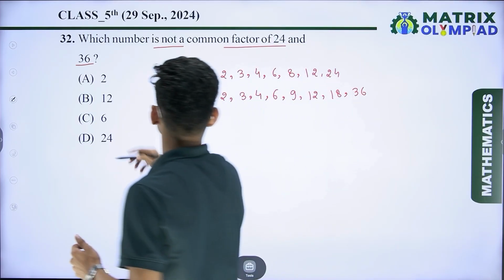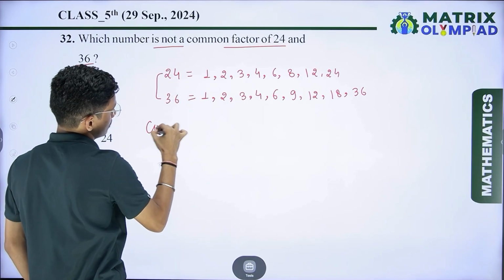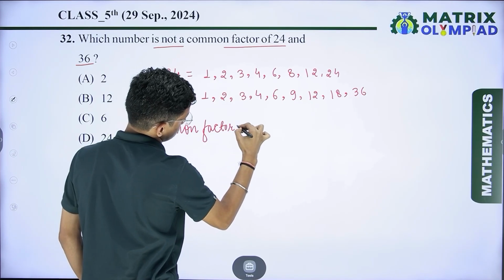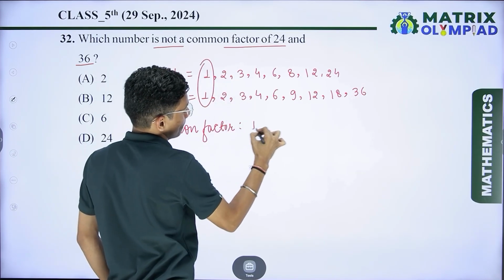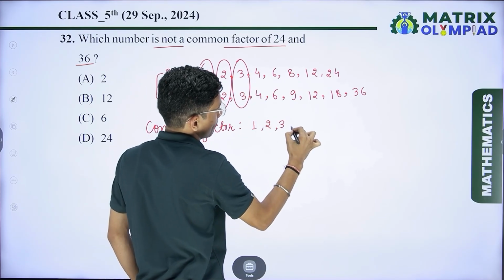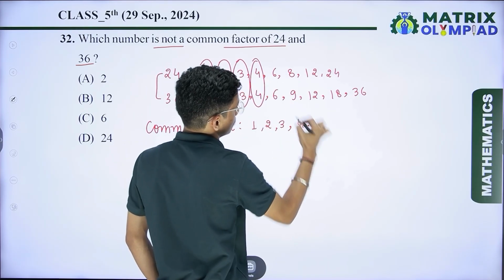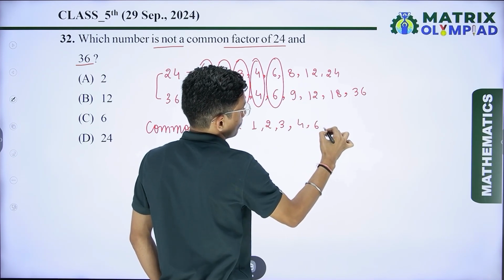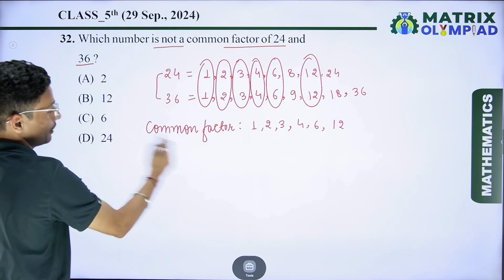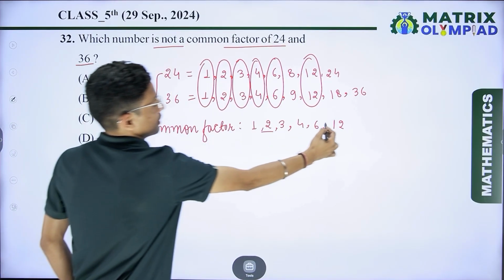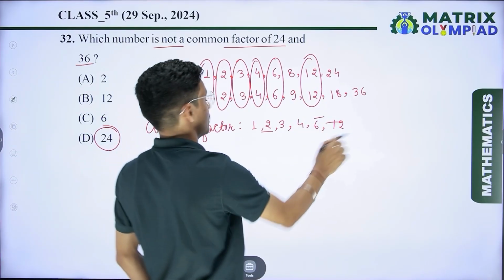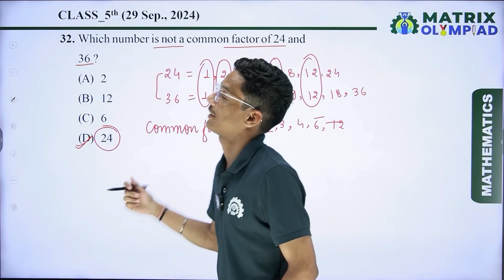So if I compare both these numbers, I can say that common factors are 1, again 2, again 3, 4, 6, 12. So here check, 2 is a common factor, yes, 12, yes, 6, okay, but 24 is not a common factor. So we can say that option number D is the correct answer over here.